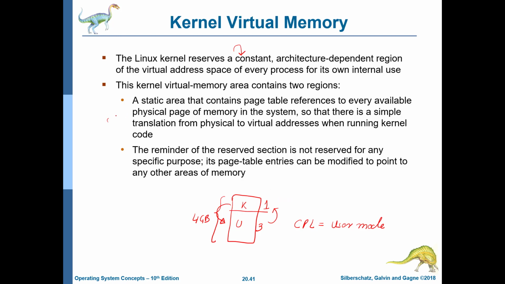So the virtual memory area of the kernel contains two regions. One is a static area, where you have page table references to the entire available physical memory of the system, right? And basically there is a translation from physical to virtual addresses while you are running the kernel code. Okay, so in this case, essentially the mapping between virtual and physical addresses is fixed.